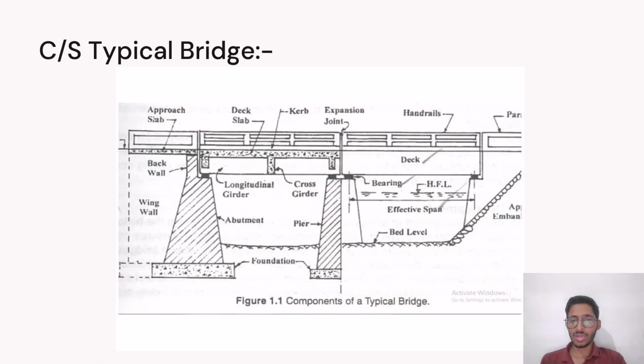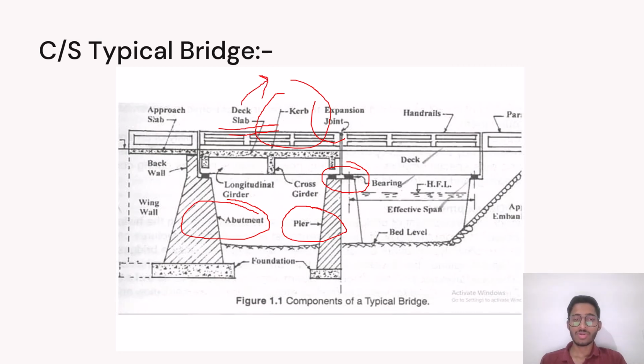Then on the next slide, it is a typical cross section of the bridge. Here you can see the components of bridges, that is approach slab, deck slab, curb, expansion joints, handrails. The main components of the bridge are the deck slab, then abutment, piers, and bearings. So one by one we will discuss the components of bridges.